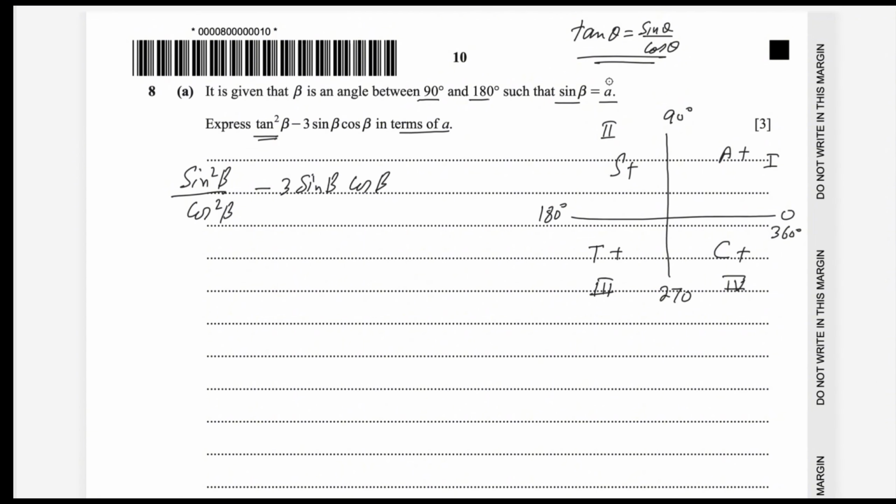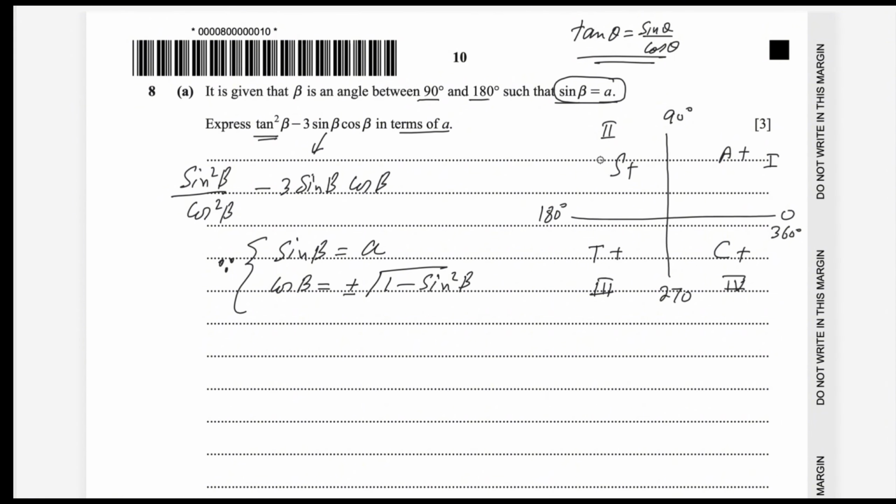Actually we have only the sine beta value, that is A. We converted this into sine and cosine terms. We have the value for sine in terms of A, but we don't have a value for cosine beta. Let me write both of these values here: sine beta is equal to A, and cosine beta we can write, according to the rule, as plus minus square root of 1 minus sine square beta.